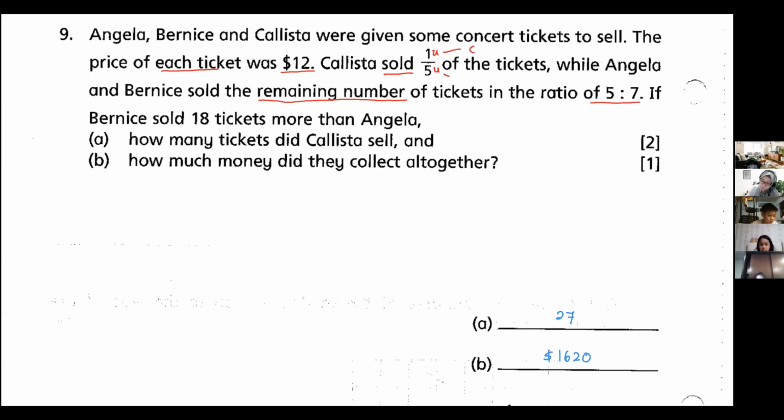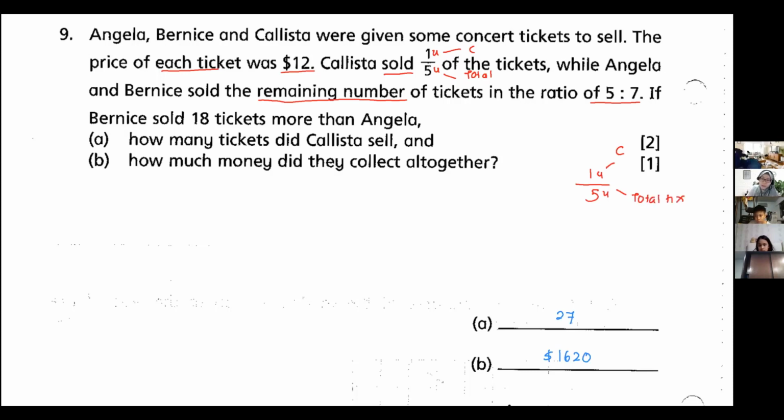5 units is my total tickets, right? While Angela and Bernice sold the remaining tickets. So from the units that I labeled just now, that 1 unit and the 5 units, I can find out the remaining units for the tickets. Okay, how do I do that? I'm going to put down the fraction and units like that. So this is what Callista has. This is my total tickets.